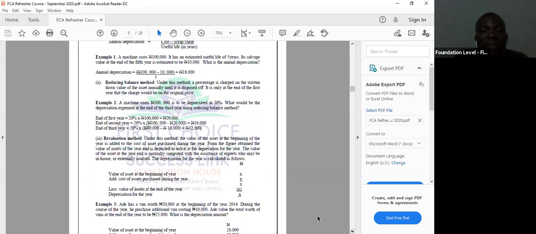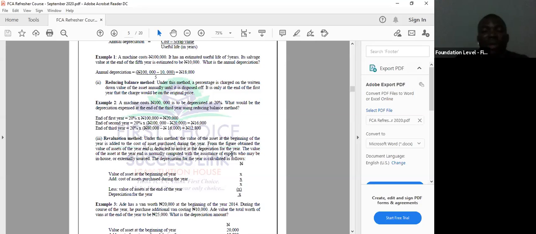The other method that we need to talk about also is the revaluation method. When we talk about IAS 16, I'll touch on this. Under this method, the value of the asset at the beginning of the year is added to the cost of the asset purchased during the year, and from the figure obtained, the value of the asset at the year end is deducted to arrive at the depreciation. Okay, this is what they are talking about. What you're talking about is the revaluation.